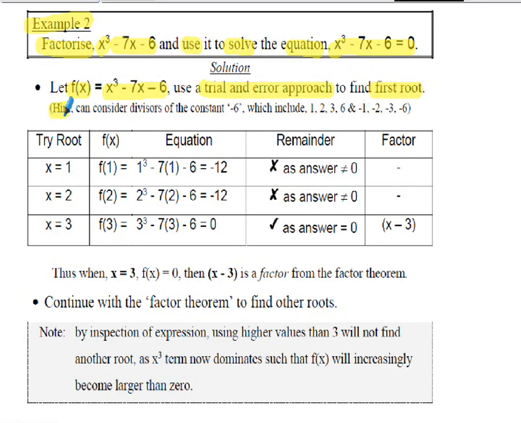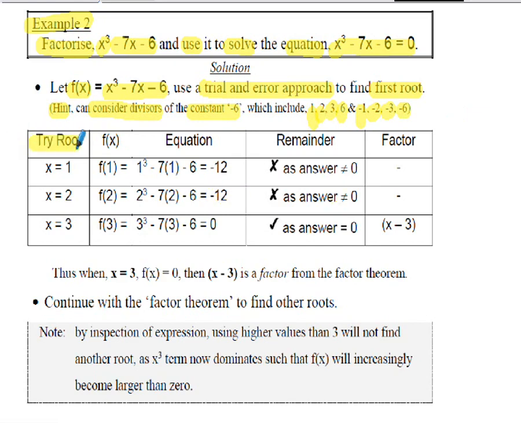But notice the hint here, we're going to be selective in our trial and error approach. We're going to consider first of all the divisors of the constant negative 6. So in other words, the numbers that divide completely into negative 6. So that would be 1, 2, 3 and 6. They all divide completely into negative 6. But also we could try negative 1, negative 2, negative 3 and negative 6 because they again divide completely into negative 6.